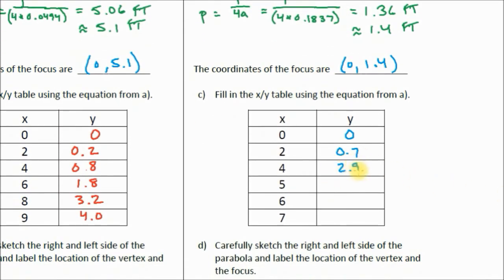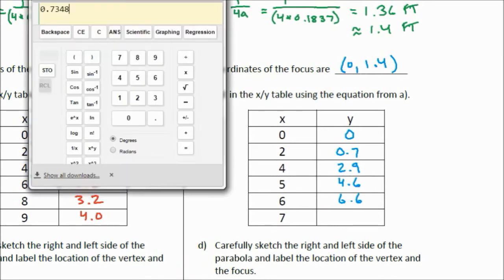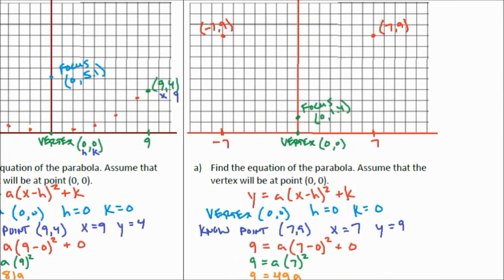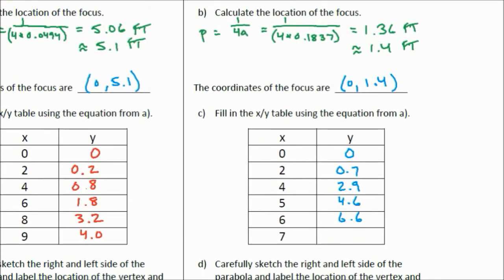That's going to be 2.9, 4.6, 6.6, and let's plug in 7 to make sure it matches our parabola. So 0.1837 times 7 squared. Perfect. It equals 9, and we needed it to equal 9 because that's what we said that point was, 7, 9 on our parabola. So this is going to be 9.0.